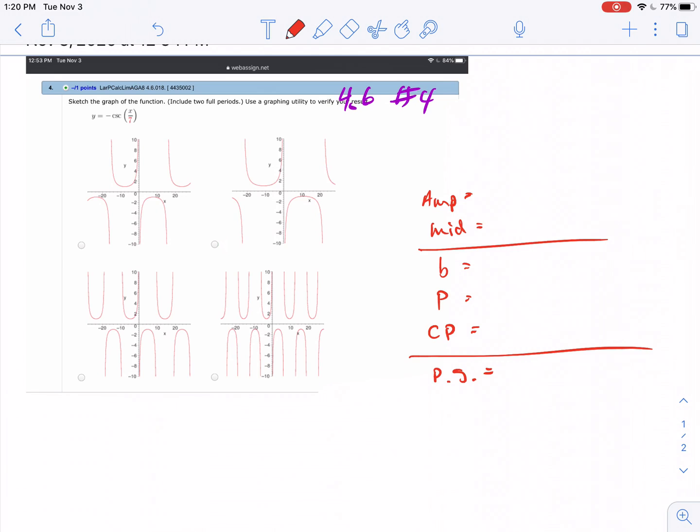4.6 number 4 is dealing with a cosecant graph. So I would write sine next to it right away. So I remember to do what I call a ghost line or dotted line of sine first. So the amplitude is a 1. Now remember, there's a negative there, and that basically will flip our graph.